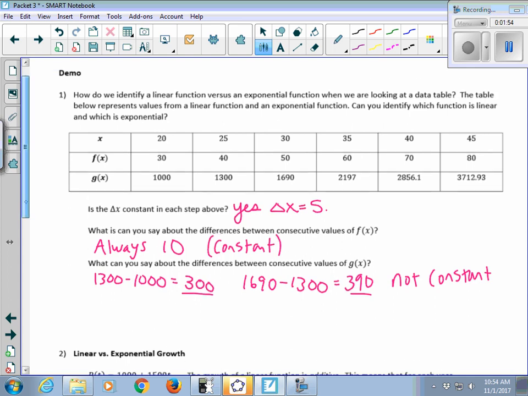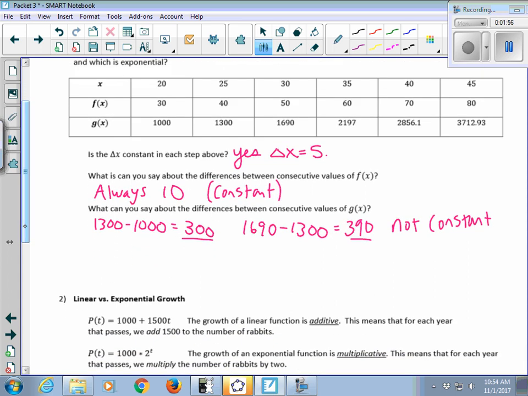But g of x does have a common ratio. If you actually divide the values, 1300 over 1000 is 1.3. 1690 over 1300 is 1.3. So we get a common ratio, a constant ratio between values of g. So for f, when you have a constant difference, this is linear. When you have a constant ratio, this is exponential.